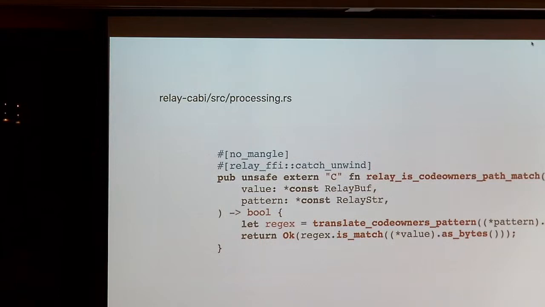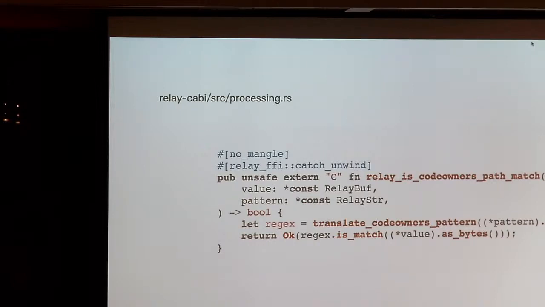So I just grabbed some simplified screenshots of our code. The Rust code essentially translates the code owner's pattern into a regex and then runs isMatch. Pretty straightforward. The top level macros: the first one is no mangle. That's a macro that prevents the compiler from mangling the symbols, because C does not understand the mangling.